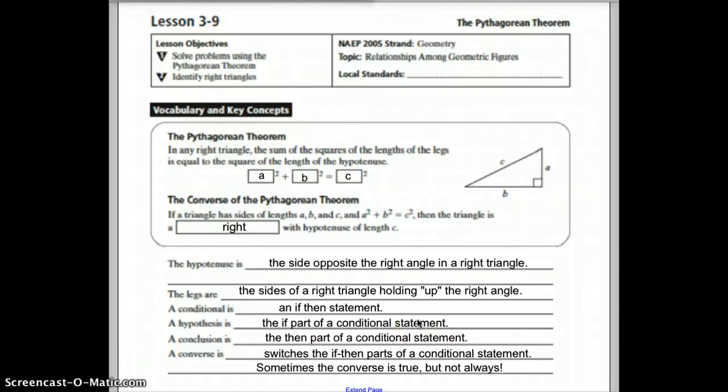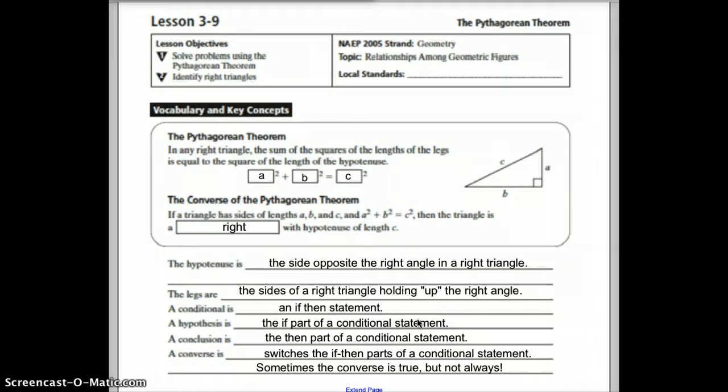Hi class, we are looking at lesson 3.9, which deals with the Pythagorean theorem. In this lesson, we'll be using the Pythagorean theorem to solve problems, usually finding a missing side of a right triangle, and also to prove that we have a right triangle.